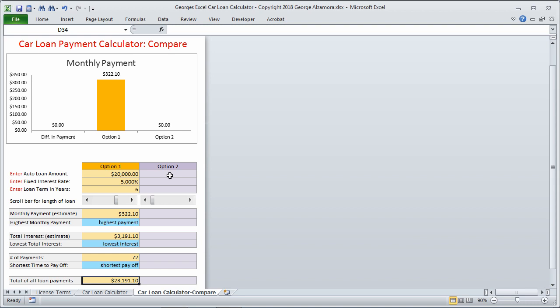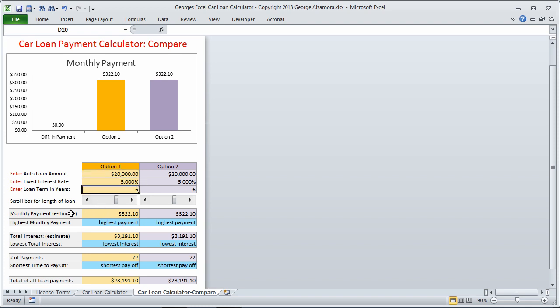So now let's compare it to another example, and we'll start off just using the same variables: 20,000 at 5% for 6 years. Okay, so you can see here that these two are identical. To see how you can compare differences, there are three variables that you can adjust that will affect the loan payment and the total interest. That's going to be the amount, the fixed interest rate, and the loan term.